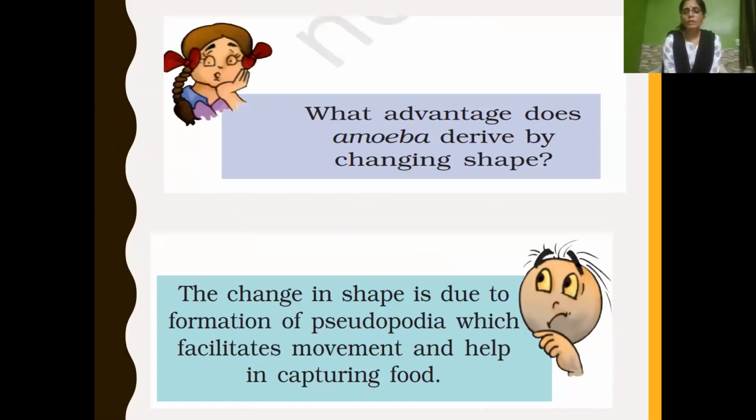So what advantages does amoeba derive by changing its shape? What is the use of amoeba changing its shape? For amoeba, the change in shape, as we have discussed just now, is due to the formation of pseudopodia, by which amoeba can move, and it also helps in capturing its food.